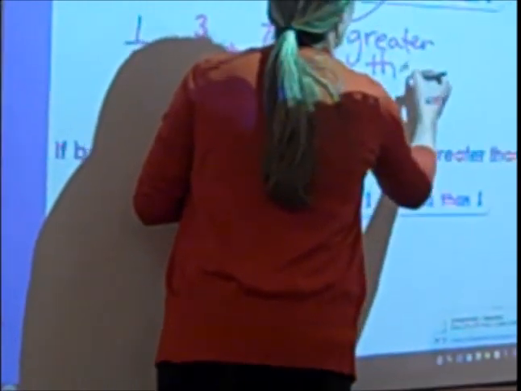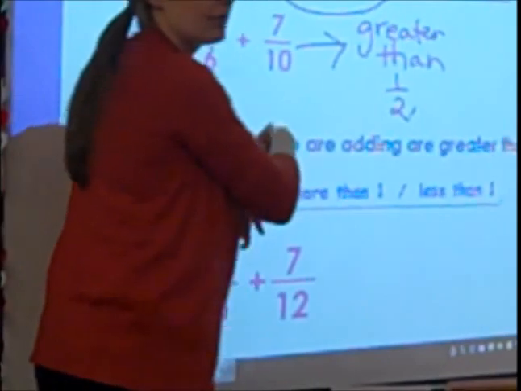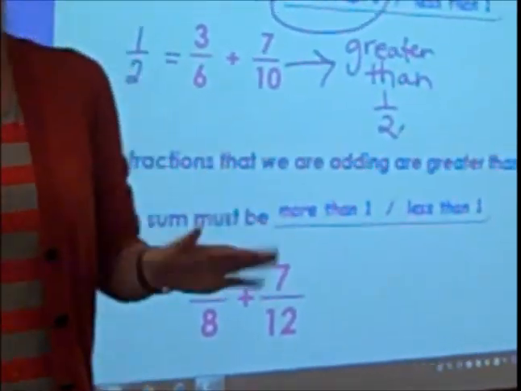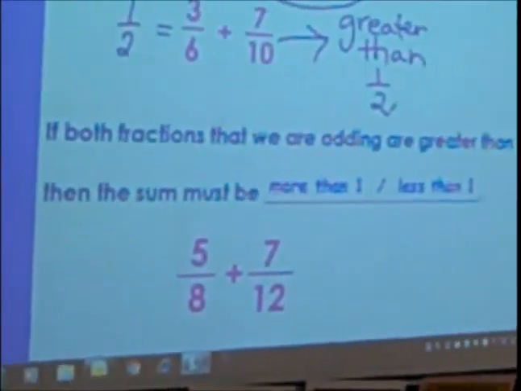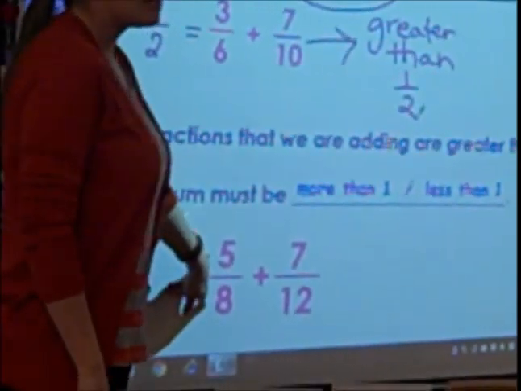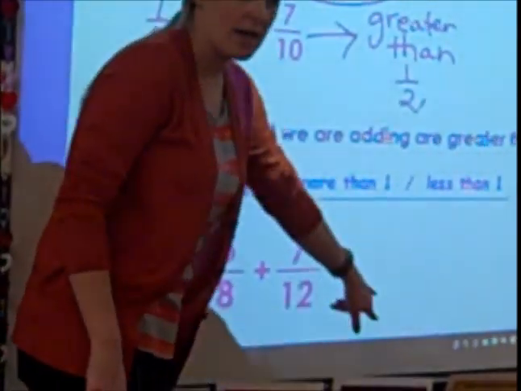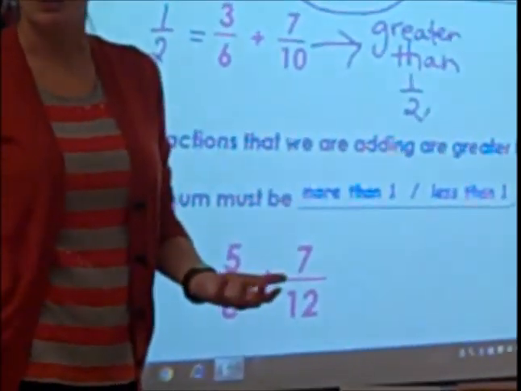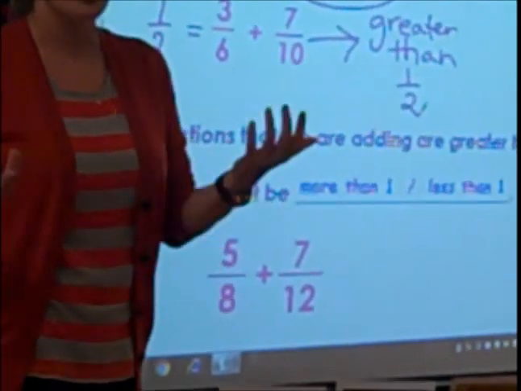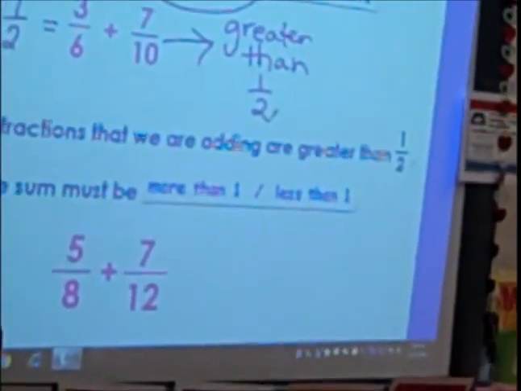And this would count as showing their mathematical thinking. Just simply writing greater than 1/2. That shows their thinking right there. That's all they'd be required to do. Down here, same thing, 5/8, greater than 1/2, 7/12, greater than 1/2. When I have two pieces that are greater than 1/2, I'm definitely going to have more than 1 whole. Is everybody with me so far?